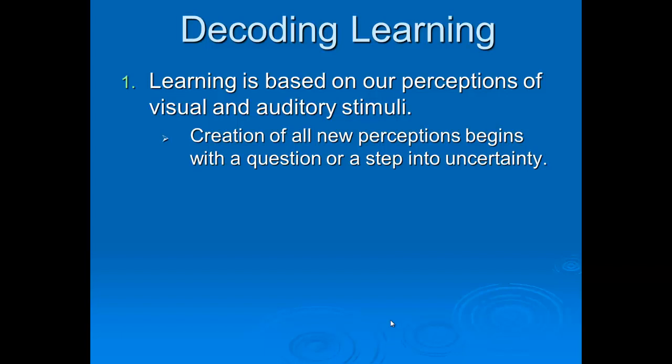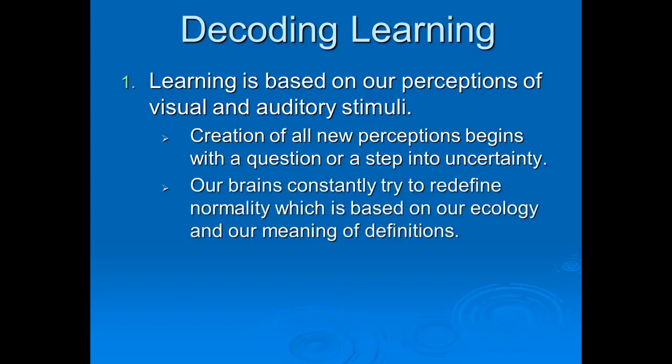And so learning for some people can become very uncomfortable because you're always starting with a question and stepping into uncertainty. However, you can train yourself to become open and not be afraid of uncertainty. Our brains are constantly trying to understand our environment and protect us from harm. And so we're constantly redefining what normal means, and it's based on our ecology, our surroundings, our environment, our mental states, and also the meaning of definitions. So for example, if you found out that I'm a math teacher, automatically you will say, oh, you're really smart.